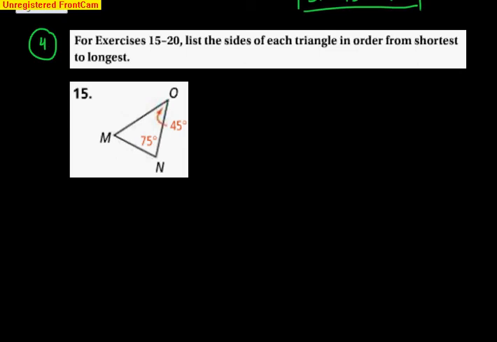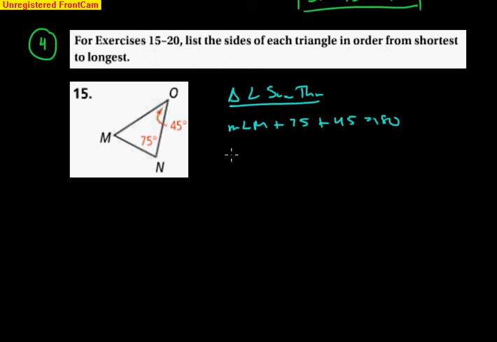Okay, here we go. So it says, list the sides of the triangle in order from shortest to longest. All right, and notice they give us no information about the sides, but they do give us information about the angles. They tell me the measure of two of the angles. Well, I need to find the third angle. So by the triangle angle sum theorem, I can find the measure of angle M by adding the three angles together and setting it equal to 180, because the three angles of a triangle add up to 180.